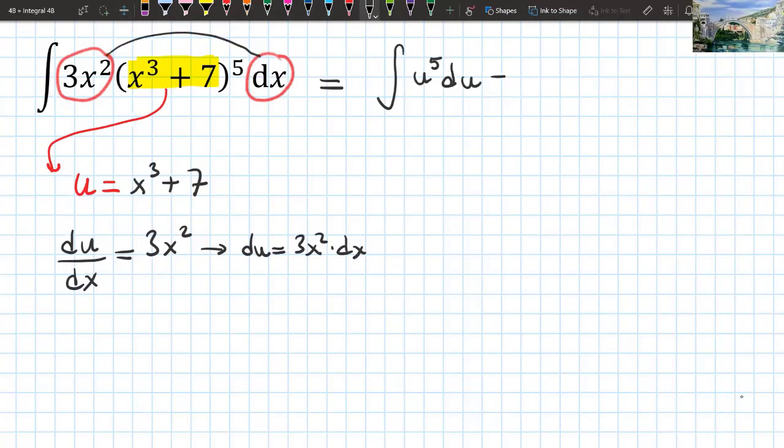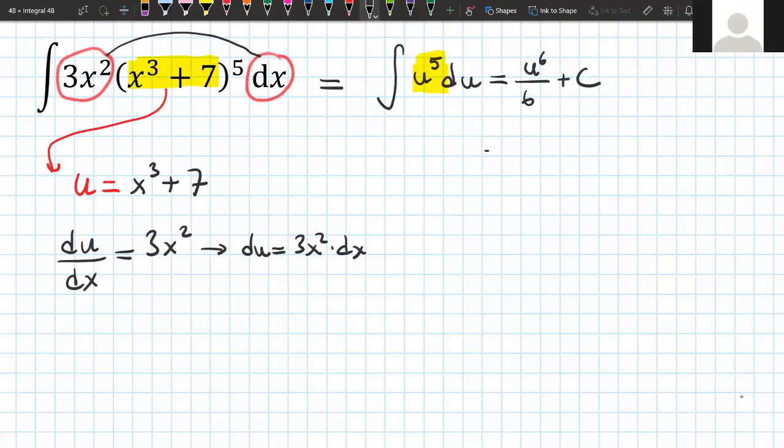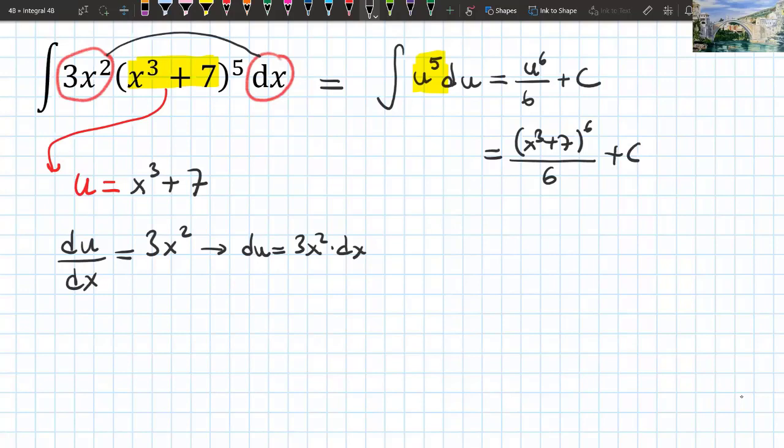Now it's a basic integral. What's the integral of u to the power 5? u to the power 6 over 6 plus c. Then what was the last step? Translate back to x. So what was u? x cubed plus 7. So it is x cubed plus 7 to the power of 6 over 6, plus c. This is the integral.